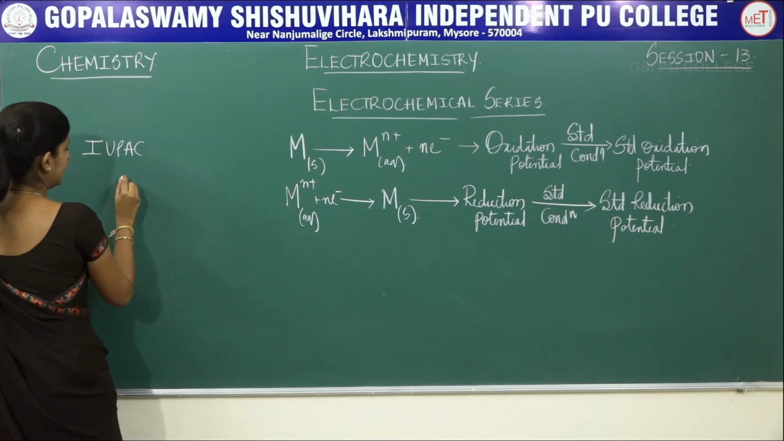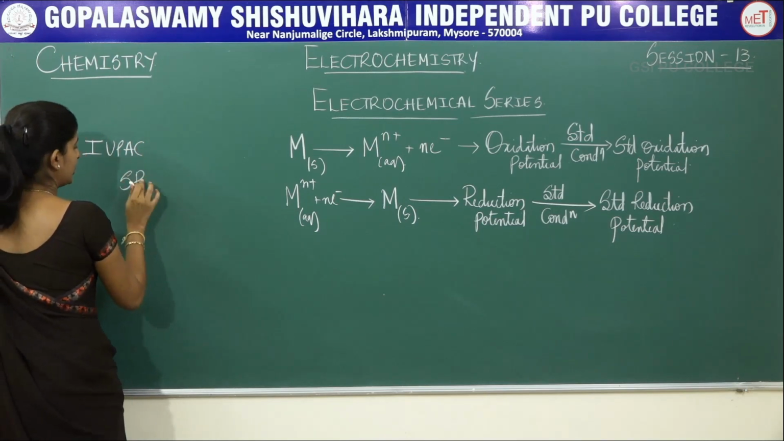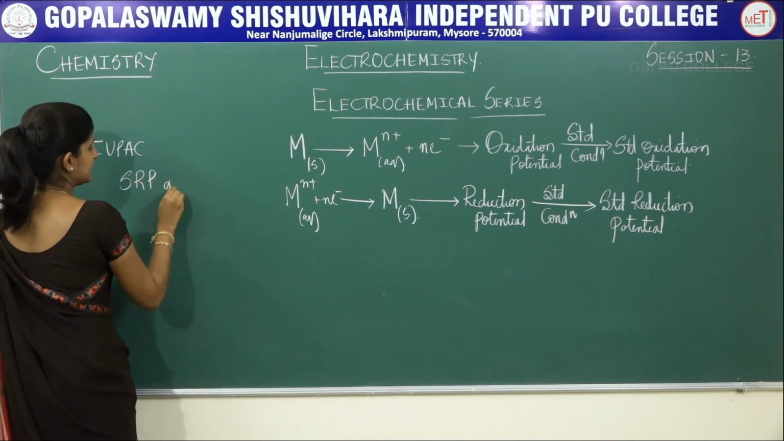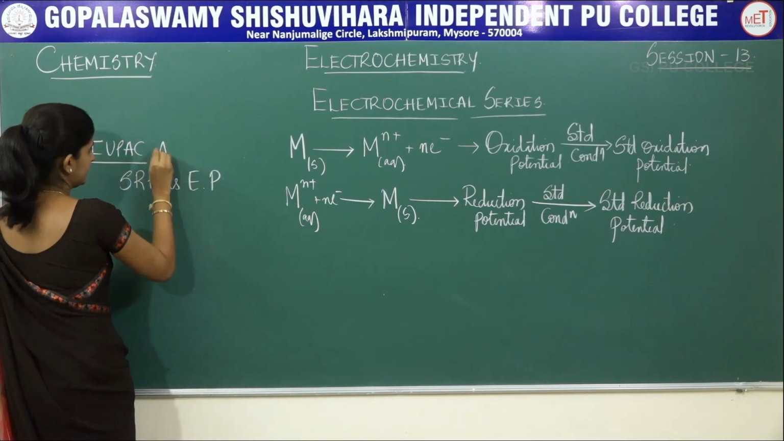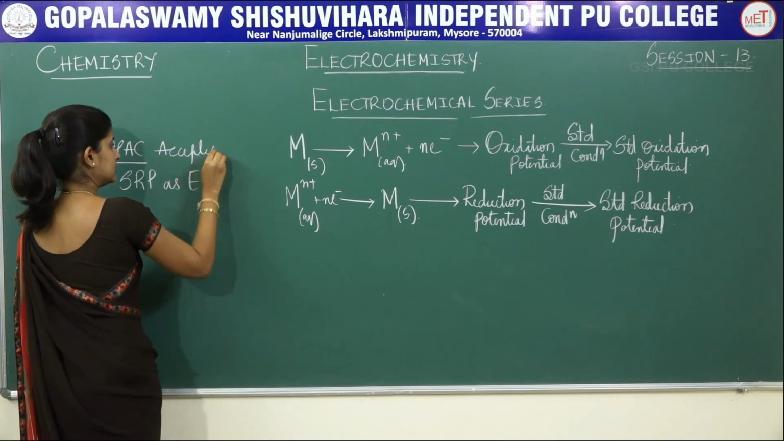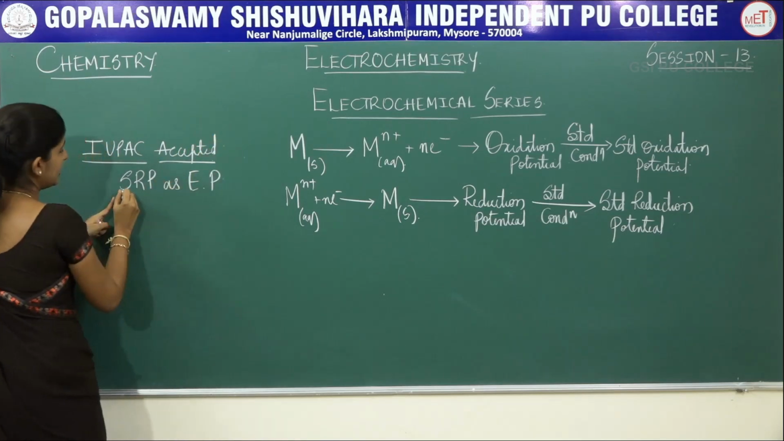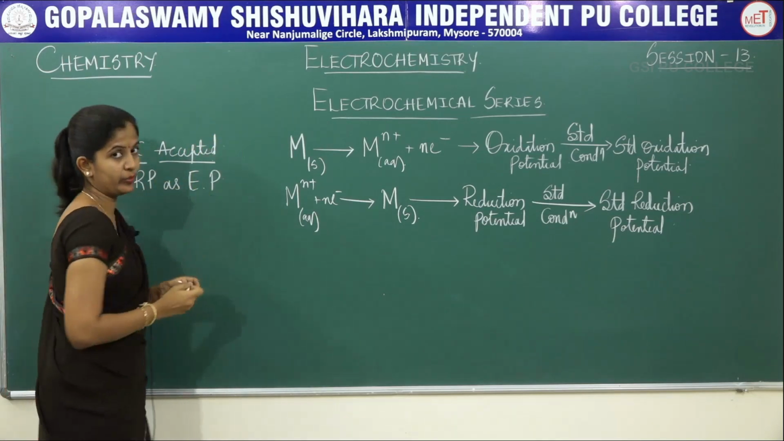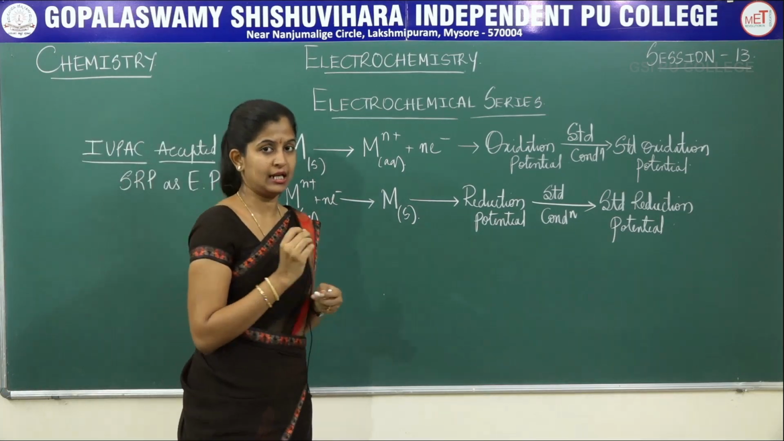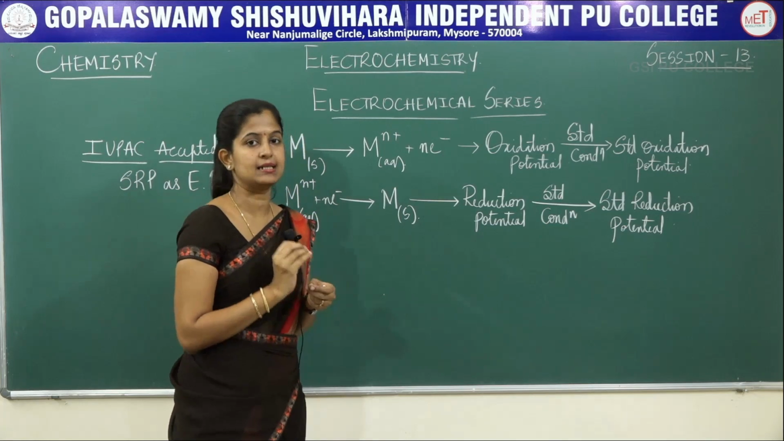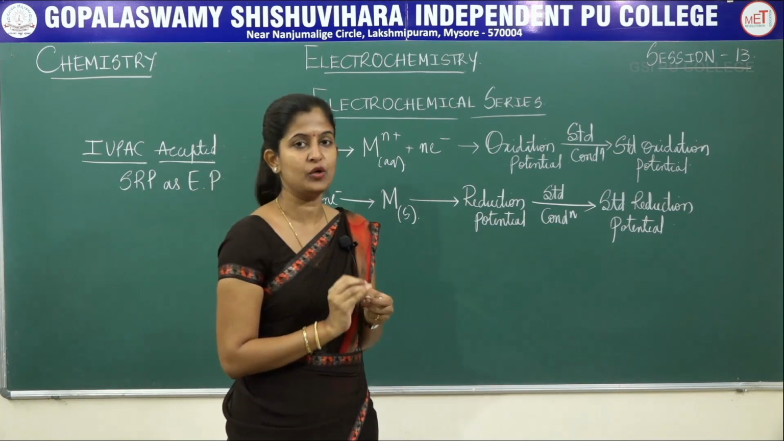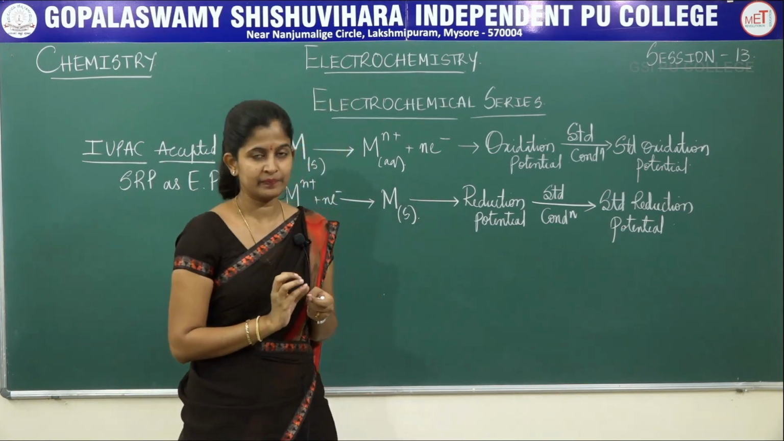In this standard oxidation potential and standard reduction potential, the IUPAC has accepted the standard reduction potential as the electrode potential. That is, wherever you see a standard electrode potential value, it means it is the standard reduction potential value of that metal or element.